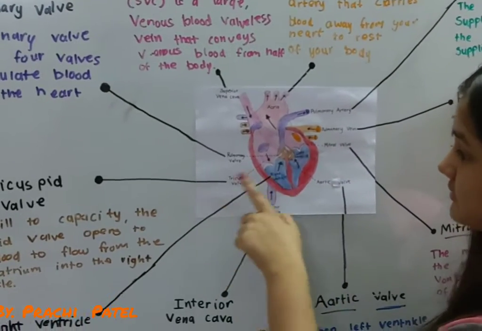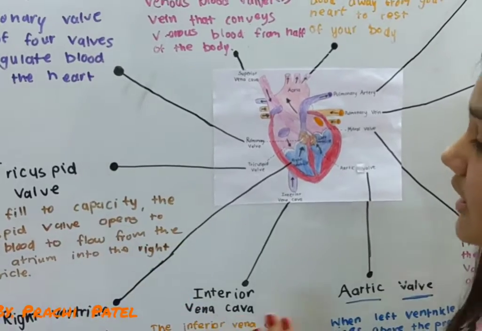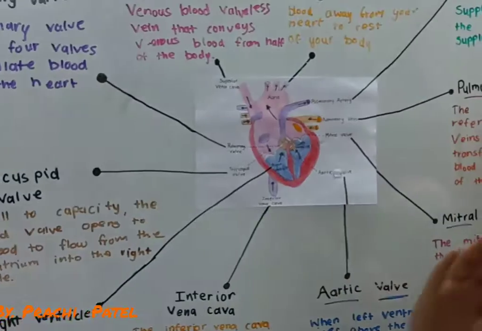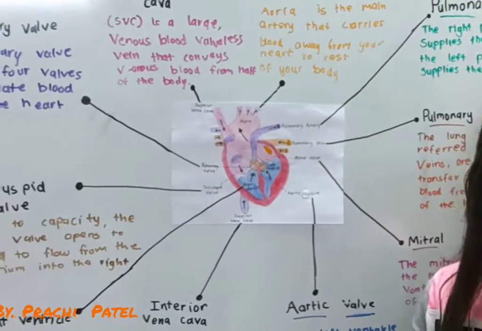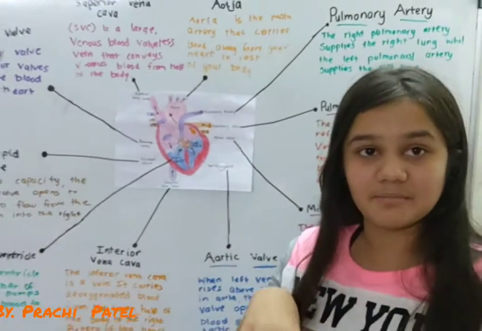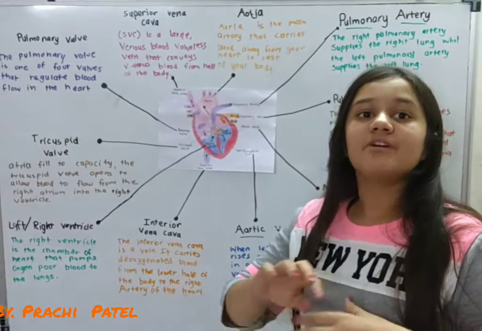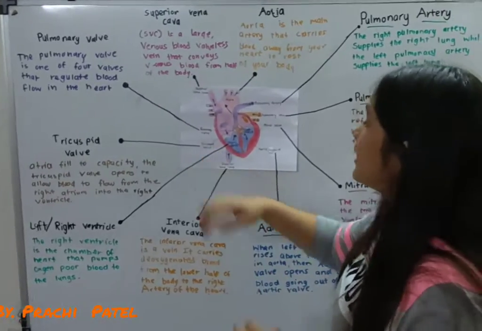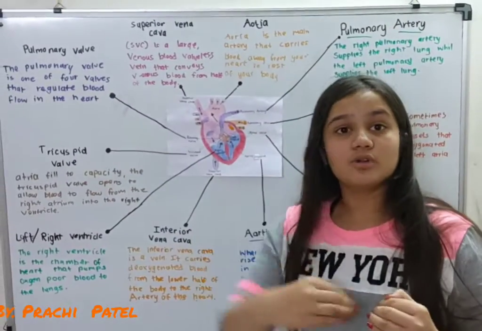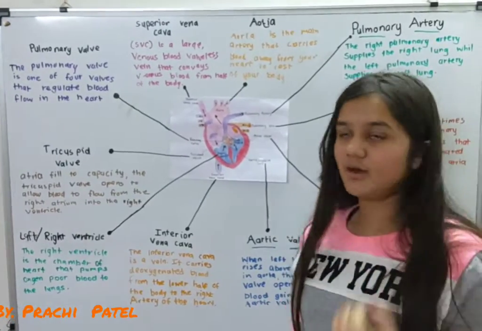So this tricuspid valve opens and allows blood to go through it. When the deoxygenated blood gets in, it needs to become oxygenated blood. So here it opens and goes through, so it can become new and fresh blood for our body.